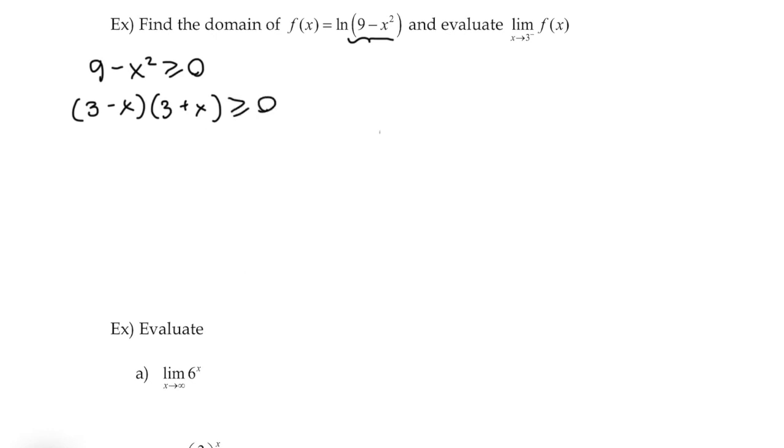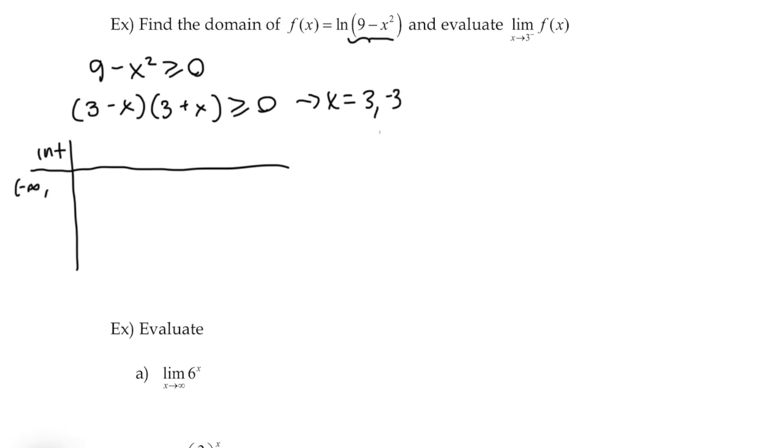That's one way of doing it. We could make an interval table, right? These are going to be the zeros. The zeros will be at x equals 3 and negative 3, by the way. So negative infinity to negative 3, negative 3 to 3 rather, and then 3 to infinity.